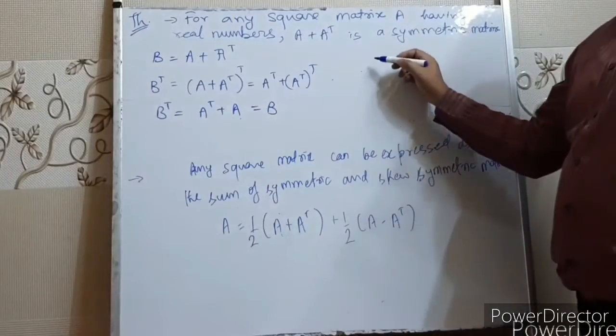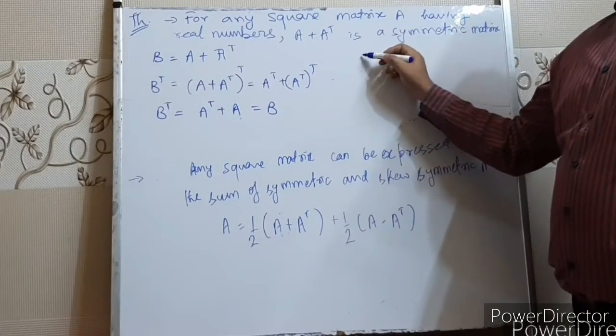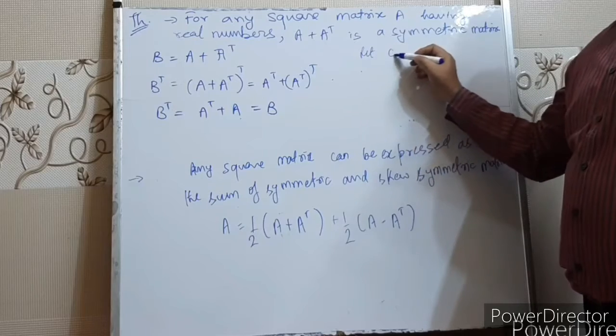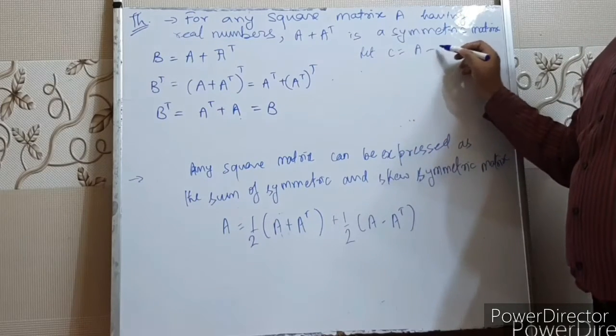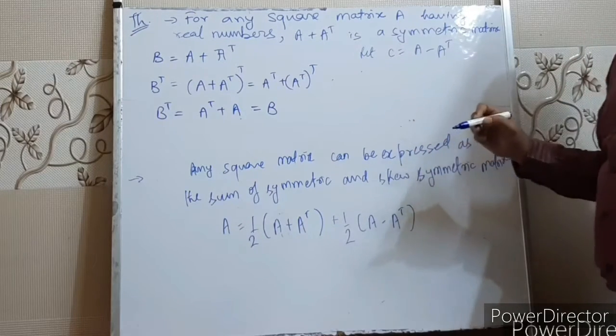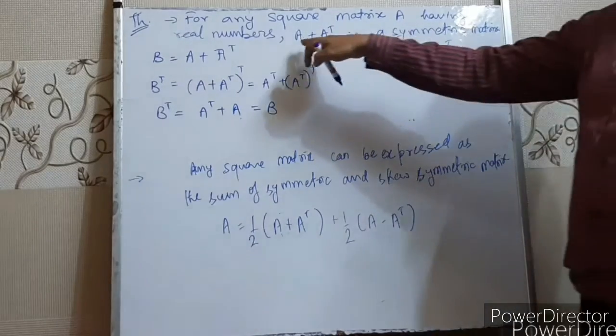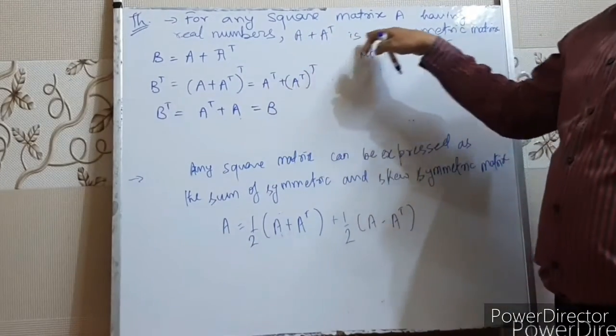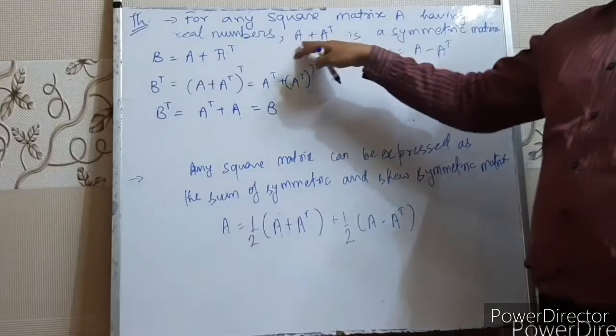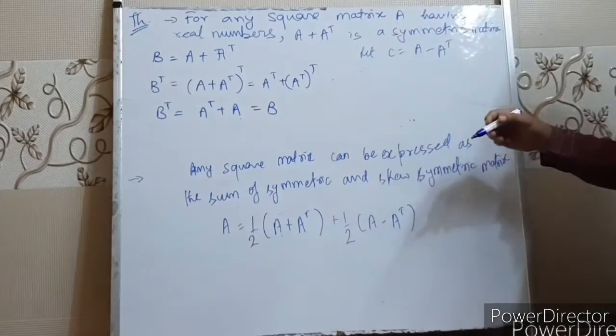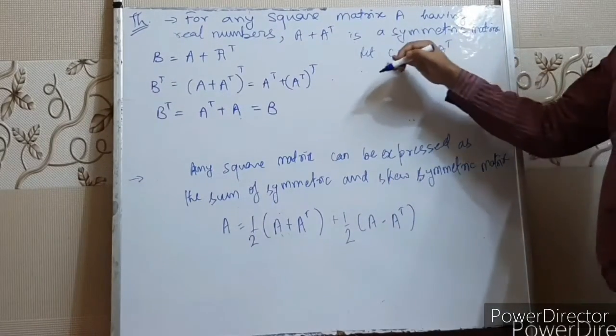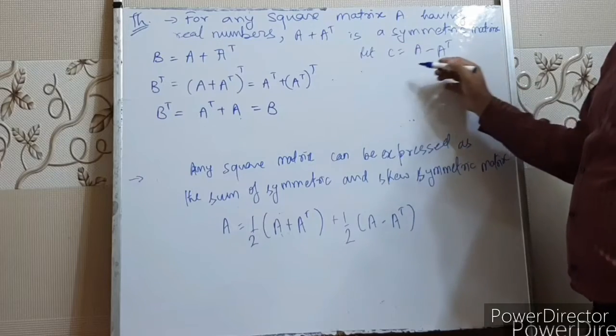And let C equal A minus A transpose. So similarly, if A plus A transpose is a symmetric matrix, then A minus A transpose will be a skew symmetric matrix. Let's see, let C equal A minus A transpose.